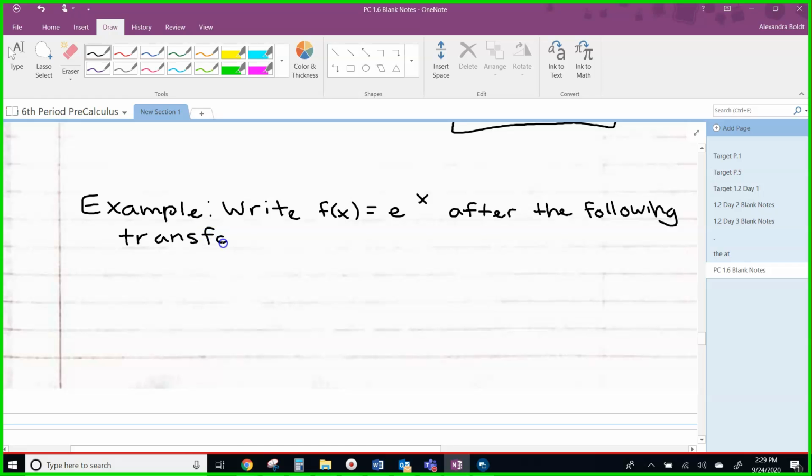I don't know why my computer is so slow. That's okay. We'll wait for it to finish writing.